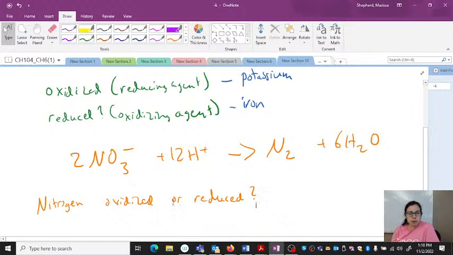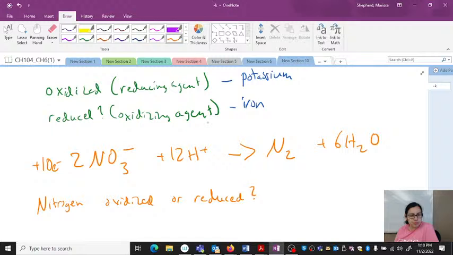Looking at this one, it's not really a full equation, so I should have added plus 10 electrons, but we don't really have an electron source. What I really want to focus on is what's the oxidation state of nitrogen. That's the only one changing in this little half reaction. So did we get a chance to look at nitrogen's oxidation states?